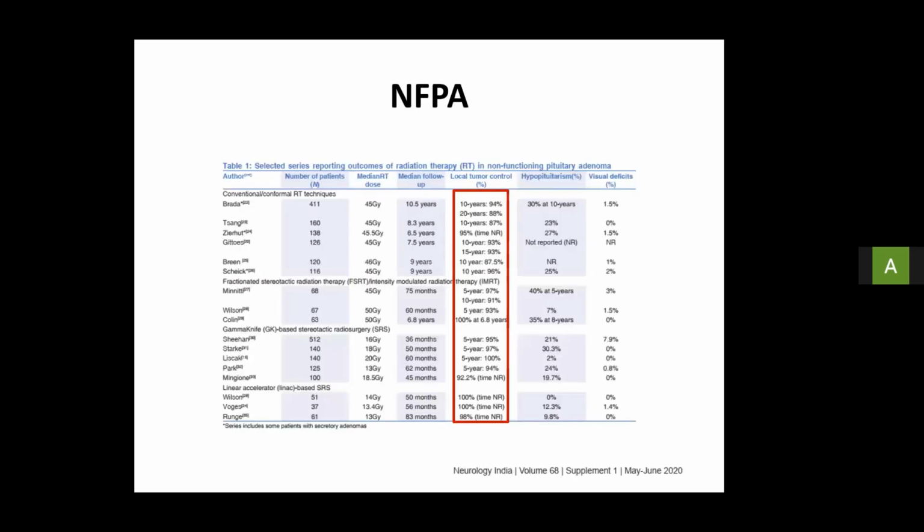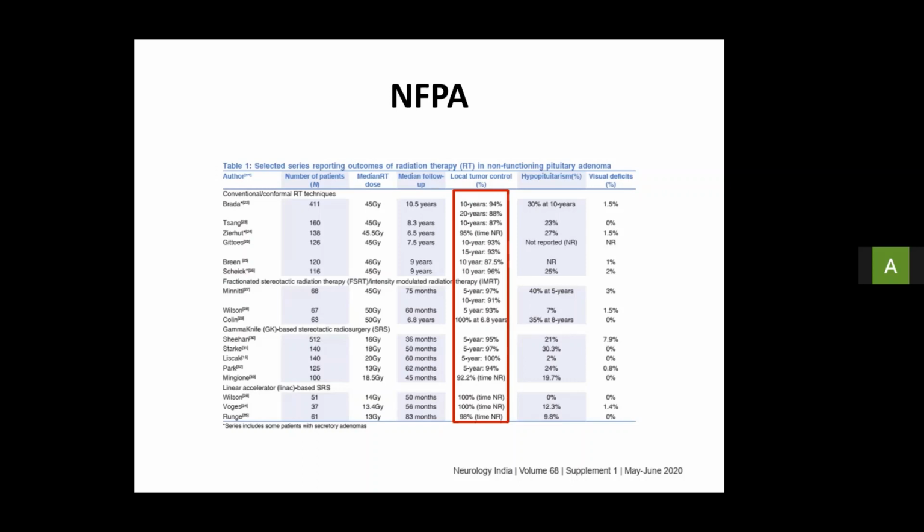Now, when we come to look at outcomes, and if we look at the table of these few selected studies for conventional, for non-functional pituitary adenomas, we can see that the 10 and 20-year controls are quite good, irrespective of the modality of treatment that you use. If you do gamma knife based radiosurgery, the doses, if you see, are on the lower side. You easily deliver doses between 18 to 20 gray, and get very high rates of local control.